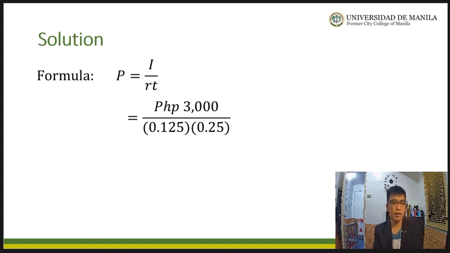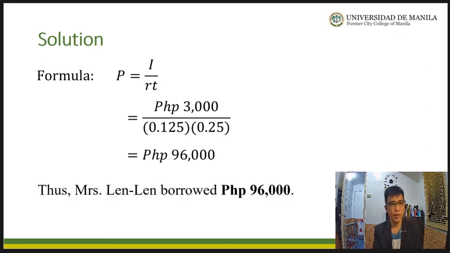multiply, then divide, multiply the expressions in the denominator, and then divide it. Okay, then what we have is 96,000 pesos. Okay, thus we can say that Mrs. Len borrowed 96,000 pesos. Okay, so next meeting we'll talk about ordinary and exact interest.